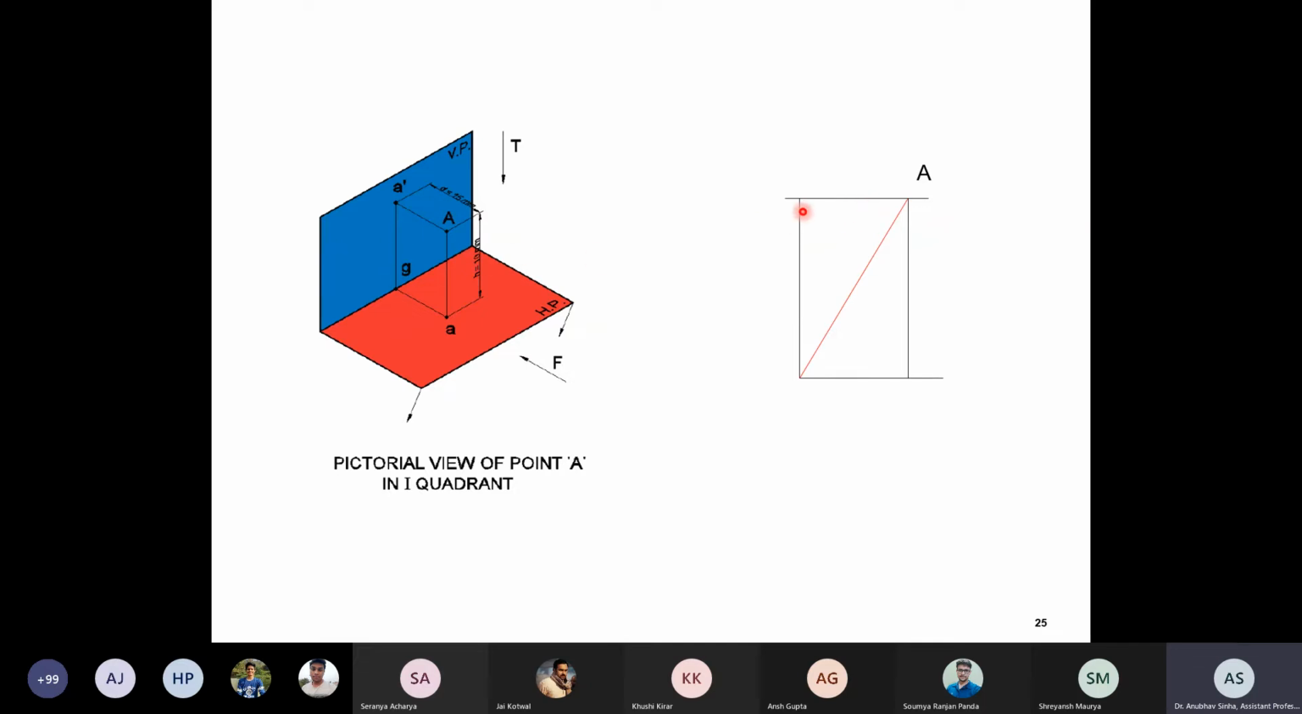But you show that in a picture. So this blue plane is shown here, red plane is shown here, and this is your A. So just join this and measure this distance. This will give you the true distance from this reference line. That is also one question in your assignment sheet.